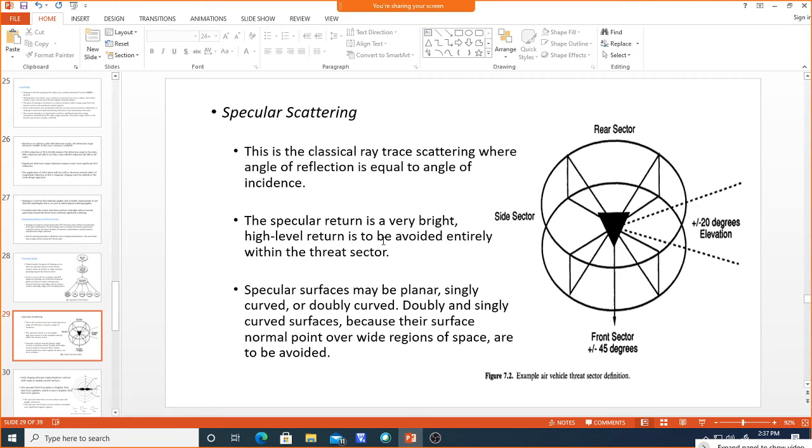High level return is to be avoided entirely within the threat sector. So in this specular scattering, the backscattering energy is at a high level, and we need to avoid it in the threat sector. So if you identify that as a threat sector, we have to avoid the specular return. And the specular surfaces may be planar, singly curved, or doubly curved. Doubly and singly curved surfaces are to be avoided, because their surface normals point over wide regions of space.